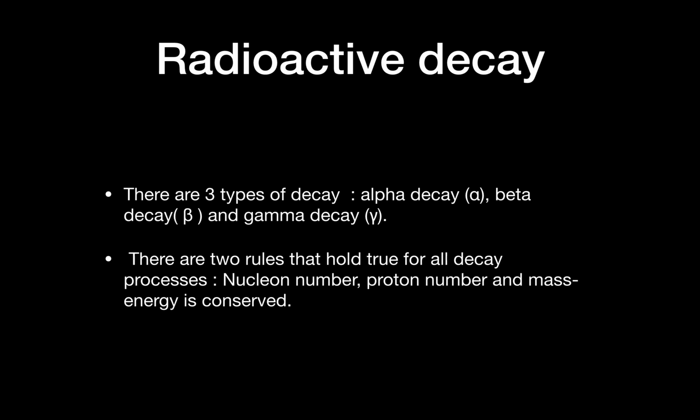Radioactive decay. Now, finally, we come down to the types of radioactive decay. There are three kinds of radioactive decay: alpha, beta, and gamma decay. However, there are three rules which hold true for all decay processes. That is, the nucleon number, proton number, and mass energy are conserved. What is mass energy? Well, we will cover that later on in the presentation.